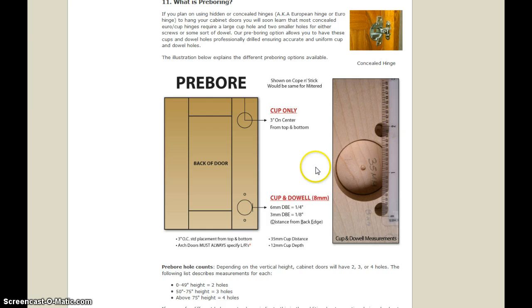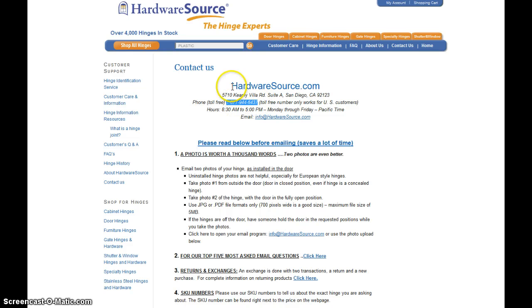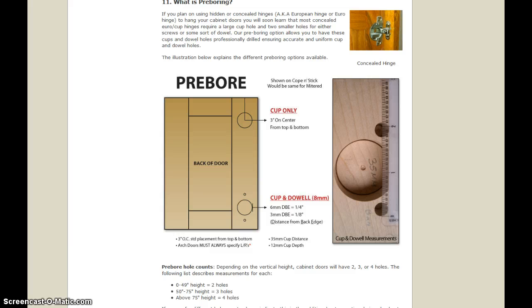If you have any more questions, you can also contact the hardware source company that we work with, hardwaresource.com. Their phone number is here, 877-944-6431. You can give them a call and ask them, you know, what they suggest on hinges if you're not quite sure the type of hinge that you need to get.